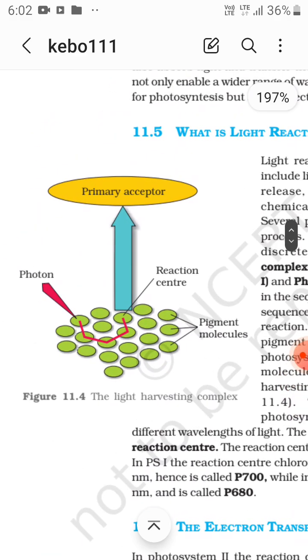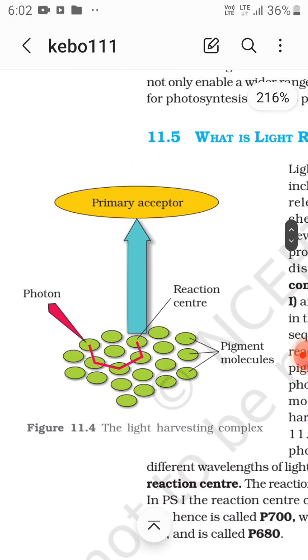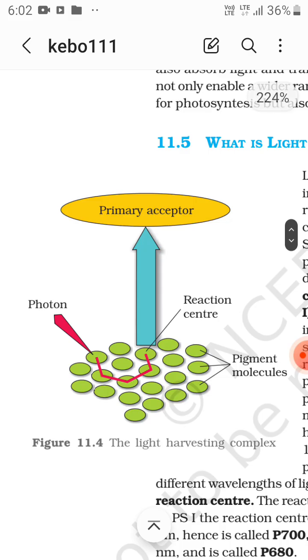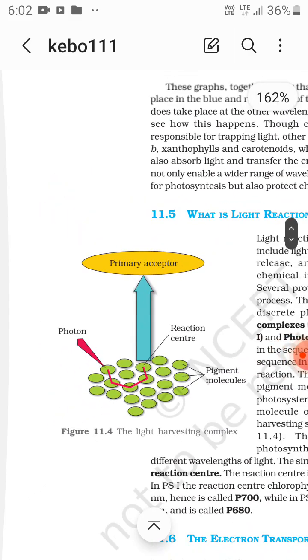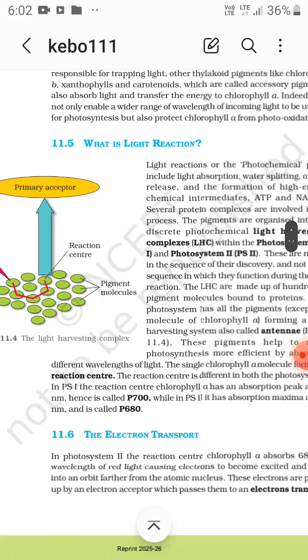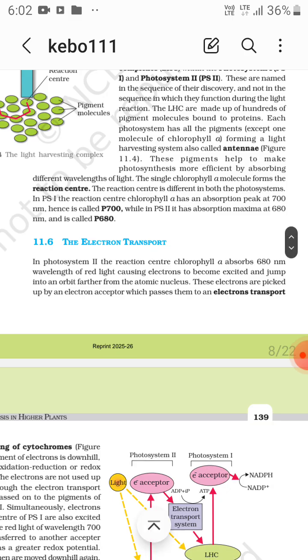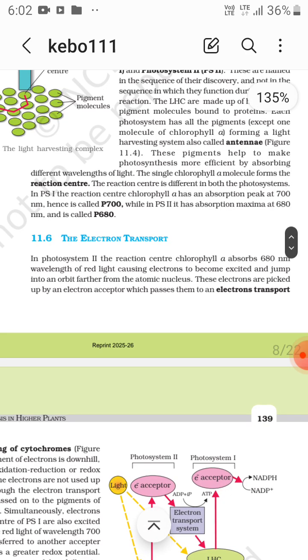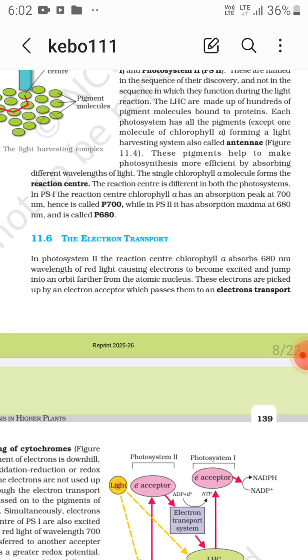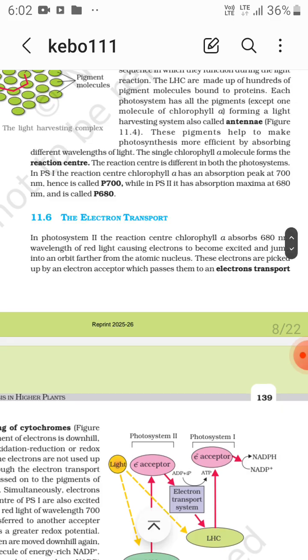Now these are the pigment molecules, they are bound to each other. The photon falls on it at the reaction center, and then there is a primary acceptor. So okay, now the electron transport. In photosystem 2, the reaction center chlorophyll a absorbs 680 nanometer wavelength of red light, causing electrons to become excited and jump into an orbit farther from the atomic nucleus.